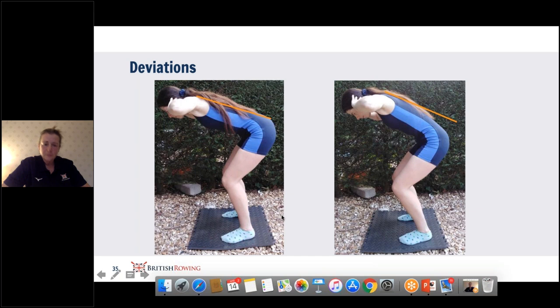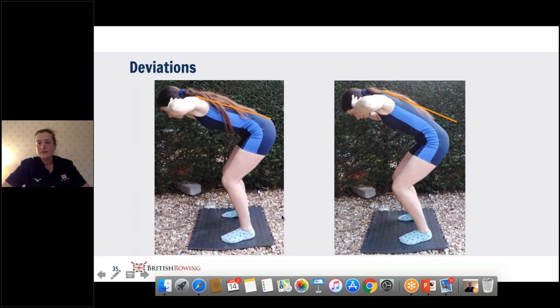So a coaching point is that we can use a broom handle if you want to, and look at the points. It should be touching between the shoulders and on the glutes, on the top of the pelvis as well. And if it's touching one or the other, then we've got a bend through the lumbar spine or through the thoracic spine. So think about that pelvis and that pelvic tilt when we're looking at doing this hip hinge as well.